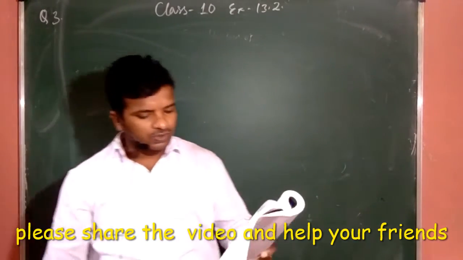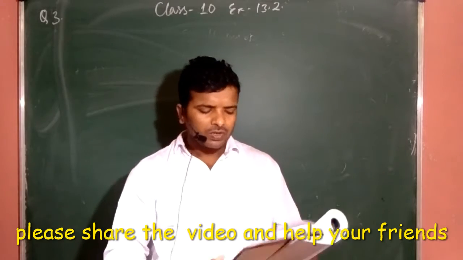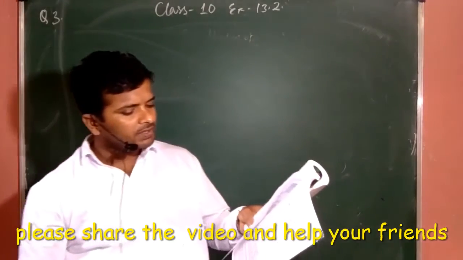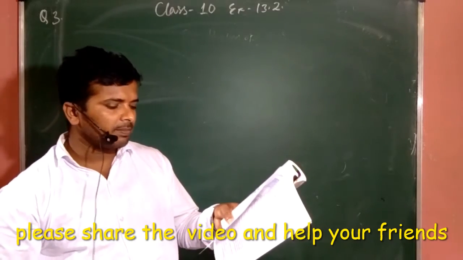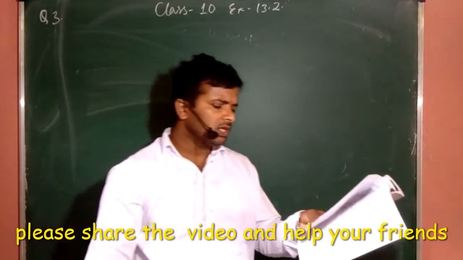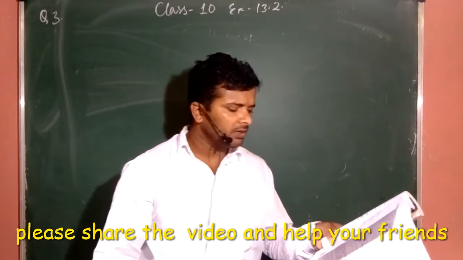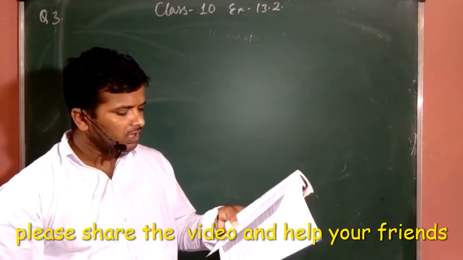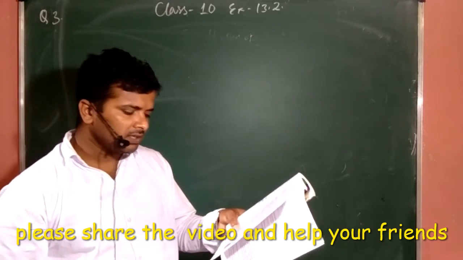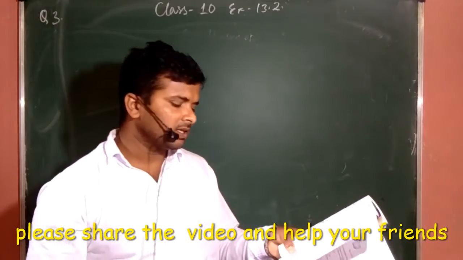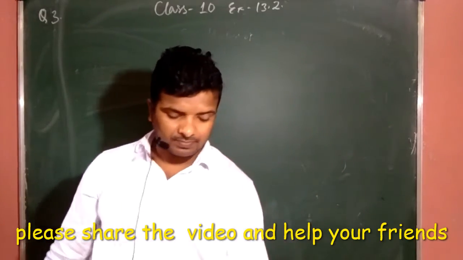Let us start question number 3. Question number 3 of 13.2. A gulab jamun contains sugar syrup up to about 30% of its volume. Find approximately how much syrup would be found in 45 gulab jamuns, each shaped like a cylinder with two hemispherical ends, with length 5 cm and diameter 2.8 cm.